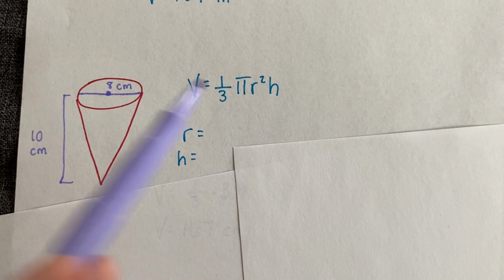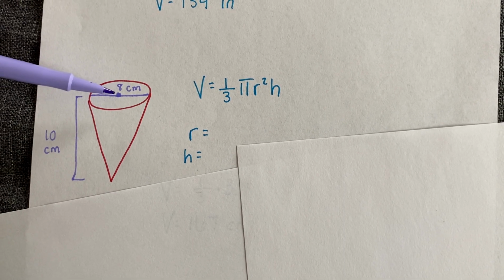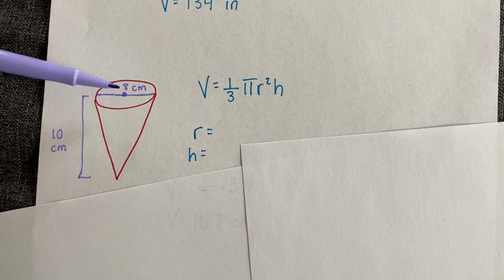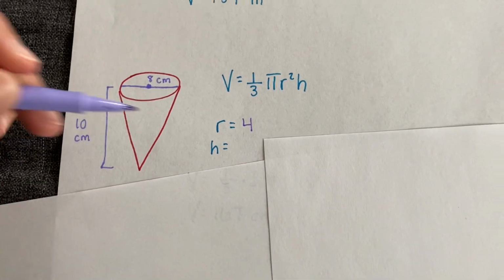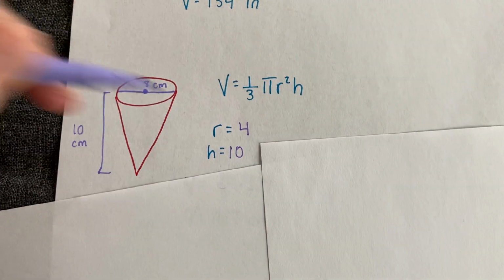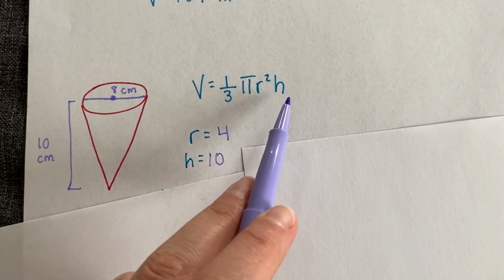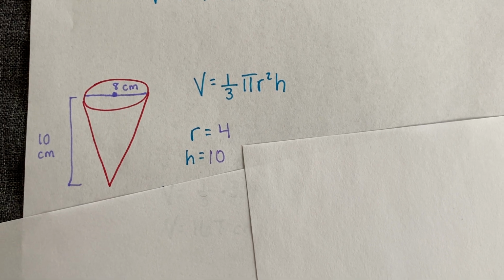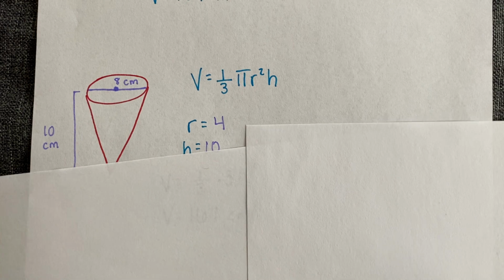No, I want the radius. The radius is half of the diameter. So if I take 8 and divide it by 2, we get 4. And then my height is 10. So now I'm just going to plug those numbers in for R and H. Let's see what you're going to type in your calculator.